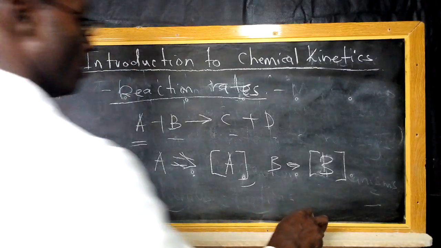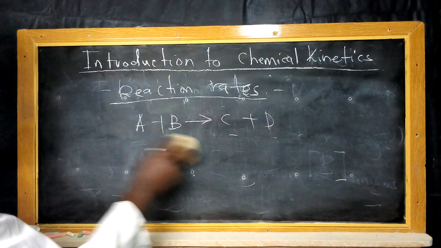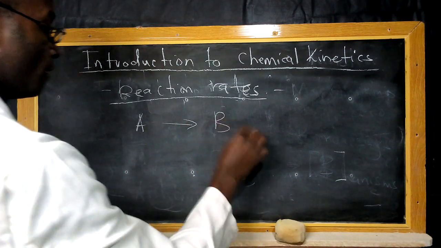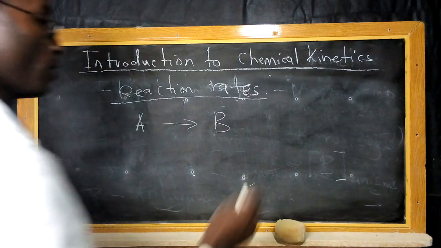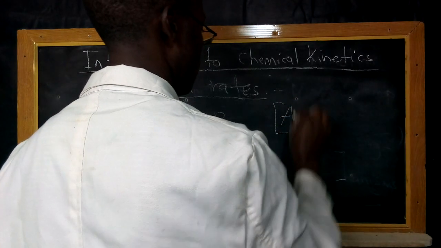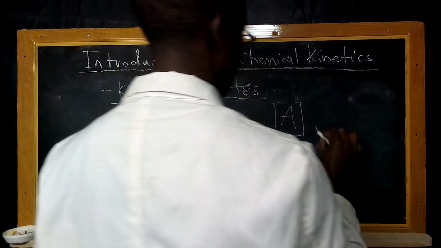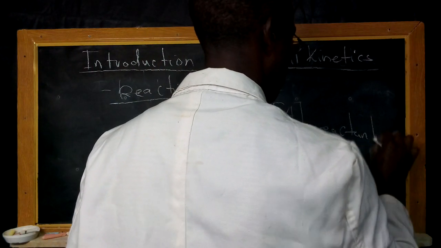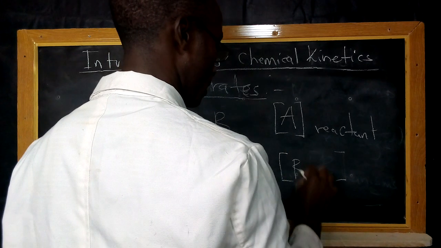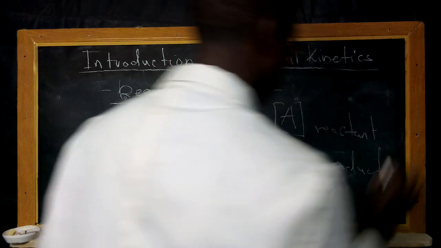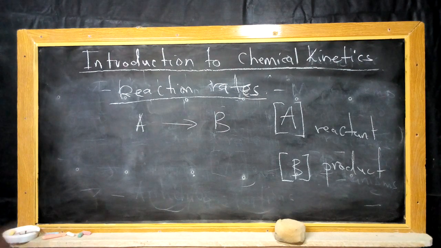Now for instance, we have maybe a reactant that is forming a product, maybe A forming product B, then we shall indicate the concentration of A as the square brackets of A. This is a reactant, and the square brackets of B is a product. So this implies the concentration of reactants and products in particular.